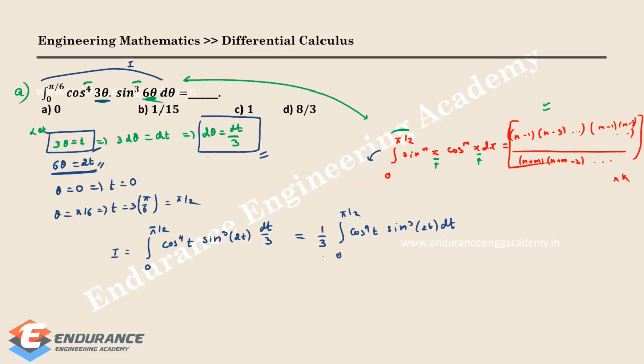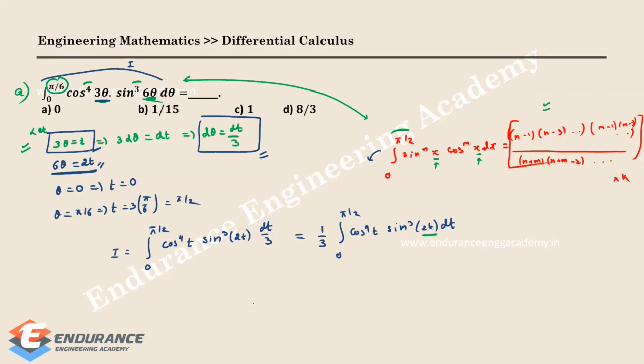Can I apply the property? But sir, the sine cube is 2 theta, sir. Exactly. Yes, we still have a problem. We reduced this: pi by 6 has been reduced to pi by 2 by the substitution method, no problem. But the problem still lies since we have 2t here.